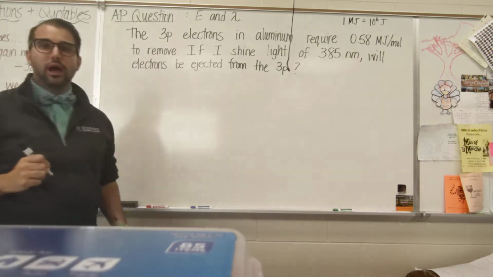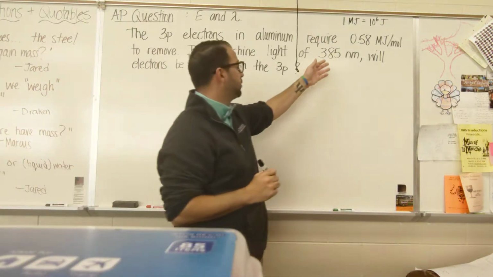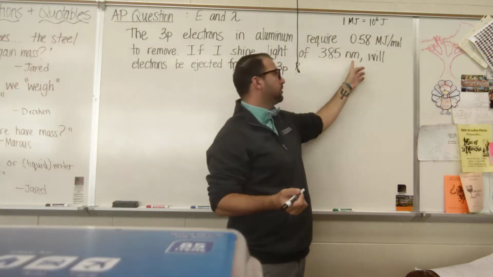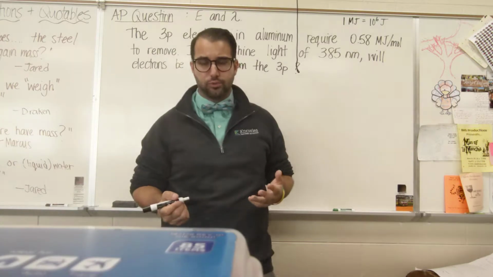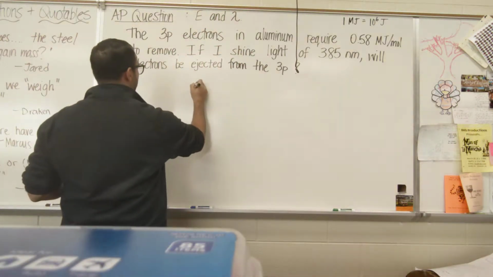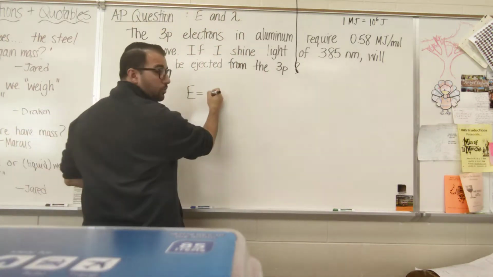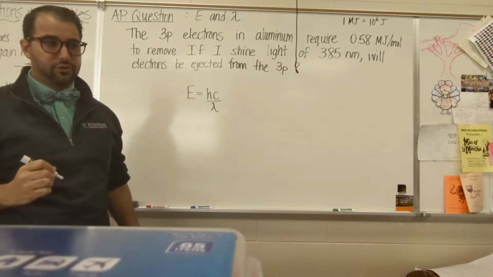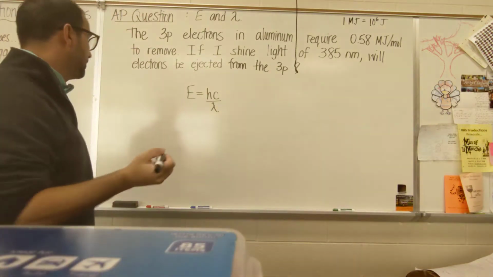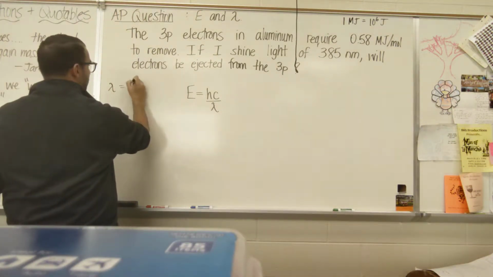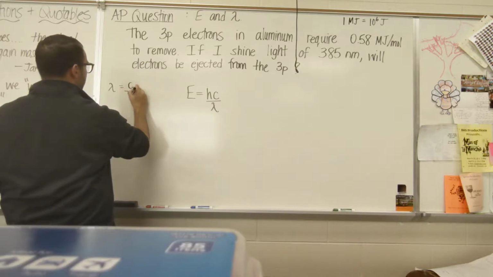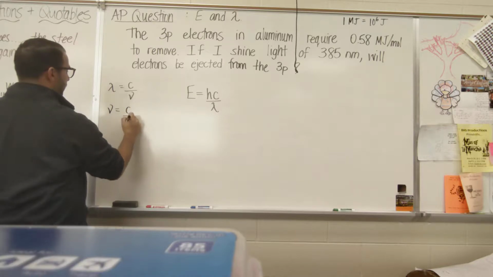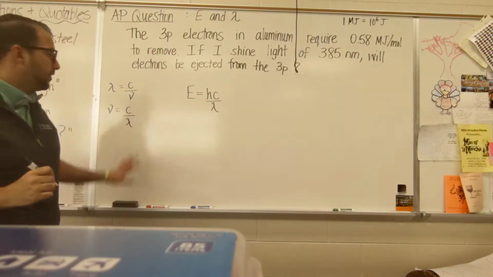Okay, so how do I answer a question, or how do I relate wavelength and energy? This is a unit of wavelength in nanometers, and this is a unit of energy in megajoules per mole. How do I do that? There is one very important equation: E equals hc over lambda. We talked about this equation at the very beginning of our important notes. We had wavelength is equal to speed of light over frequency, or frequency is equal to speed of light over wavelength.